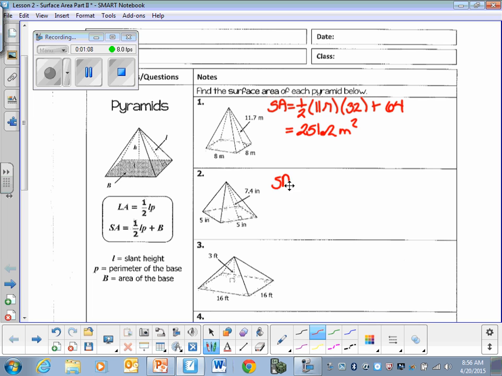For our next square pyramid, in both of these cases, we have 1/2 times the slant height, 7.4, times the perimeter of the base, which would be 20, 5 times 4 is 20, plus the area of the base, which is 25. My surface area would be 199 inches squared.